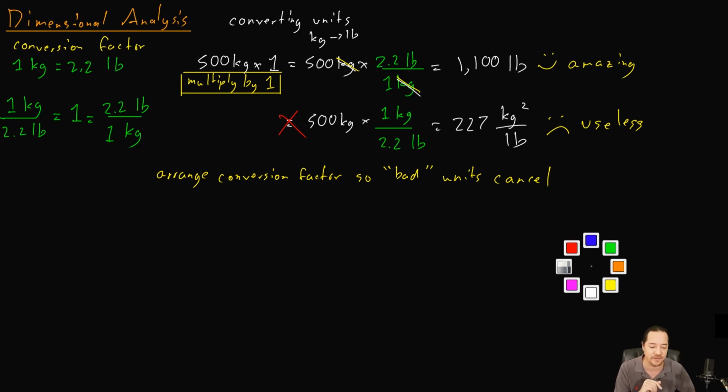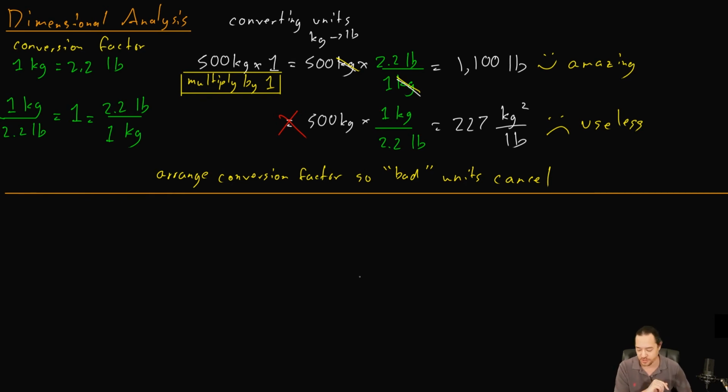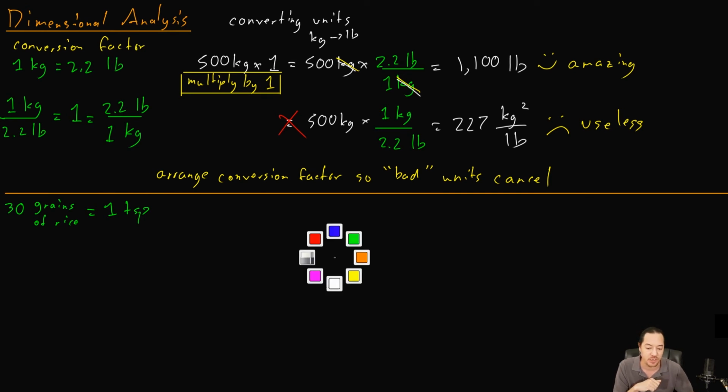Let's try one final example to drive this point home. And I will give you another new conversion factor. I'm going to tell you that there are 30 grains of rice in 1 teaspoon. All right, so you got a teaspoon, you can put grains of rice in it, you get up to 30, it's full. Okay, that's the conversion factor.